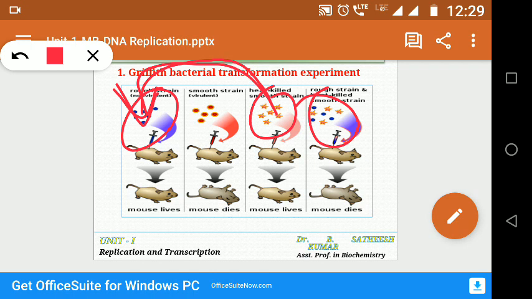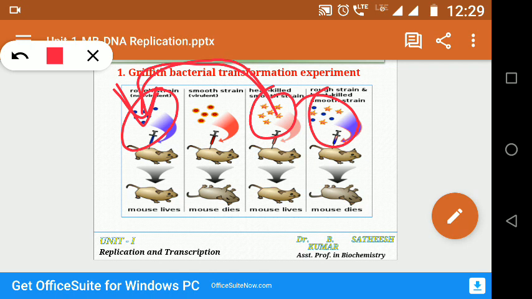So here the transformation of rough strain to smooth strain took place only by the transfer of genetic information from smooth strain to rough strain. So this is called Griffith's bacterial transformation experiment.